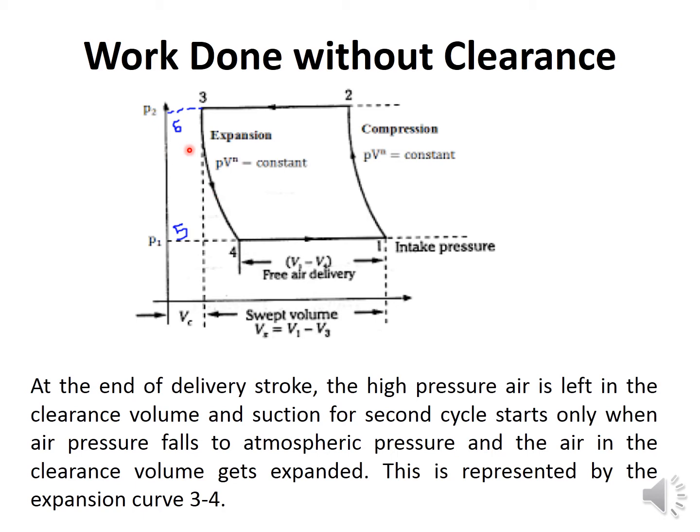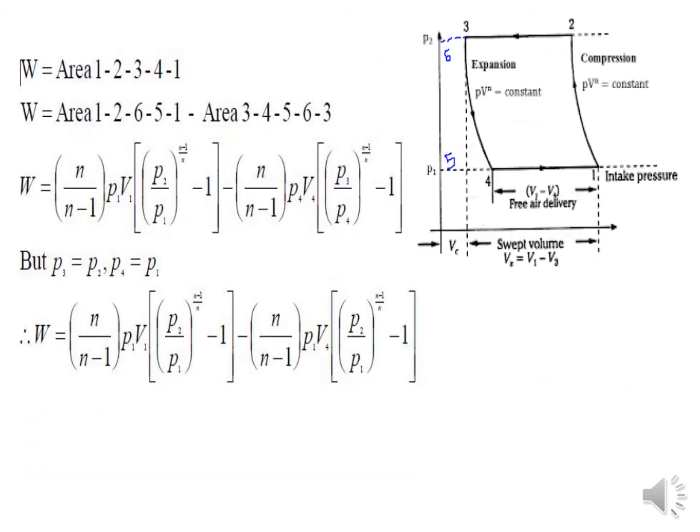So without clearance, in this you can see V1 minus V4 is free air delivery, FAD. You can write this also VA, and swept volume is V1 minus V3, that is maximum volume minus minimum volume. So that is swept volume. After that, whatever volume is remaining is clearance volume. This is what we have written as VC. Now we'll continue with the derivation.